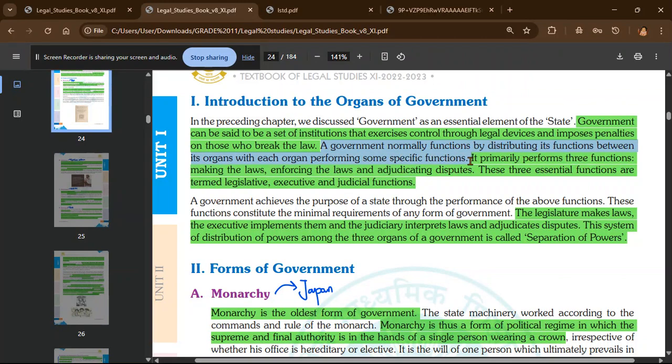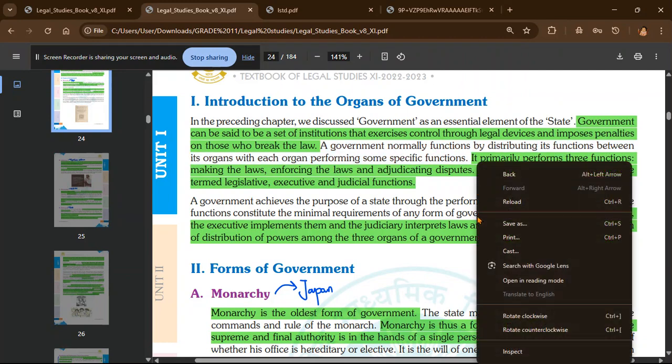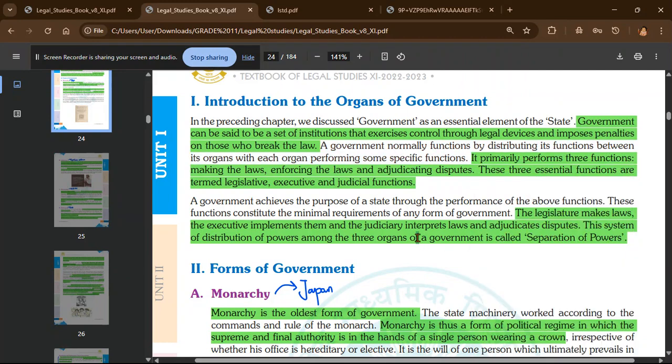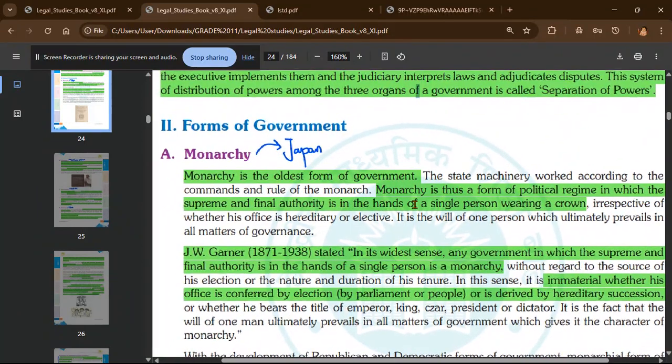See this line over here, I missed out. You can write it: a government normally functions by distributing its functions. A government cannot handle all these functions by itself. So it distributes its functions between different organs who perform the specific functions as I had told you. So these three organs are known as separation of power. Now we'll see the four forms of government.